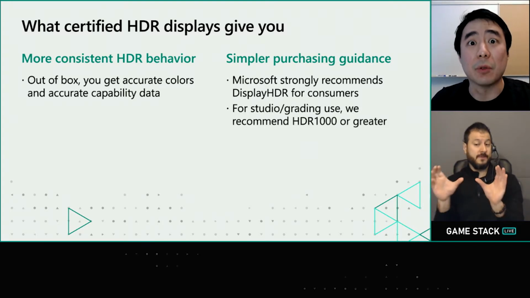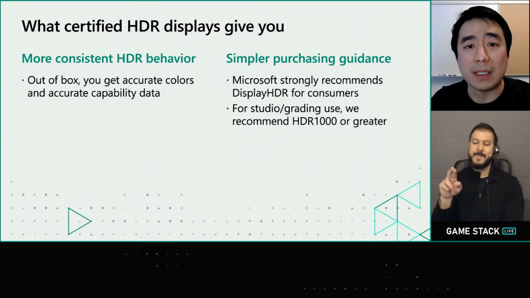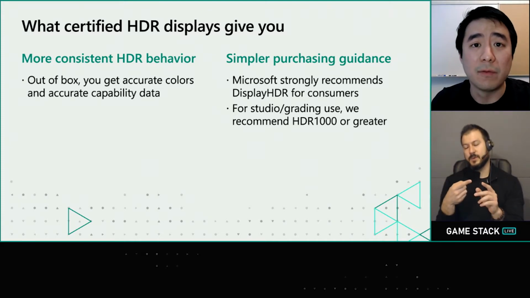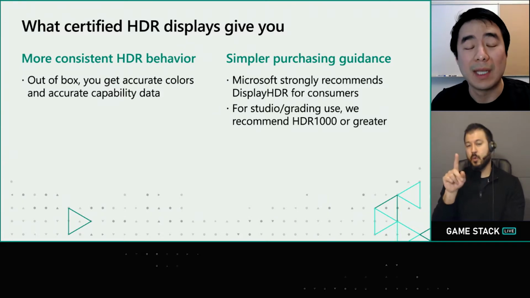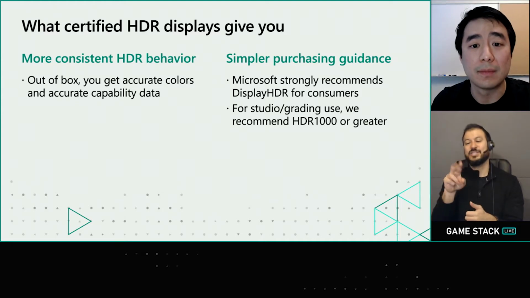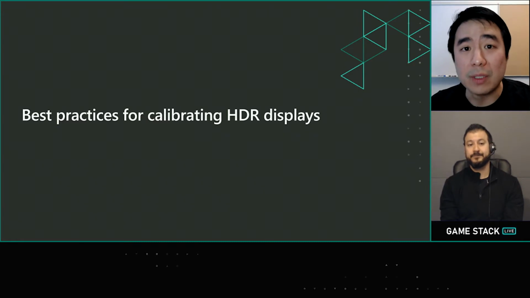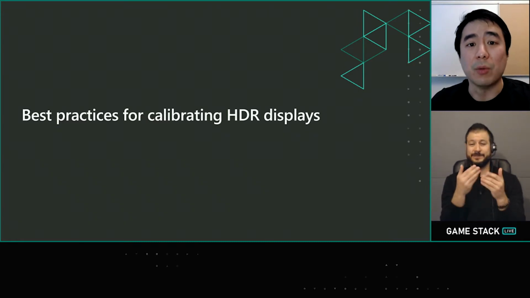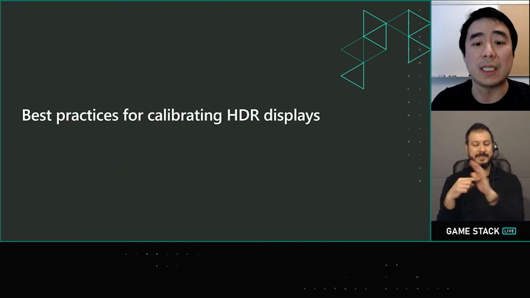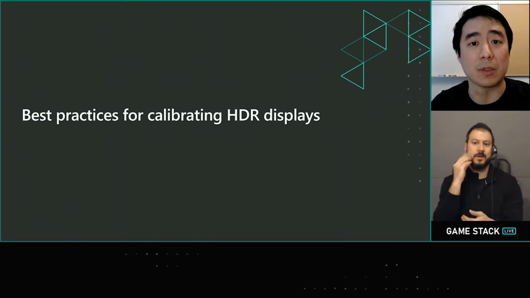And finally, if you're looking for a color grading or mastering display, we specifically recommend a Display HDR 1000, 1400, or higher tier. These are capable of reproducing the colors from the vast majority of consumer HDR displays out there today. All right, so as I just mentioned, even with certified HDR displays, we still have best practices you should follow to give your HDR game the best possible experience on the hardware that your gamers are using.